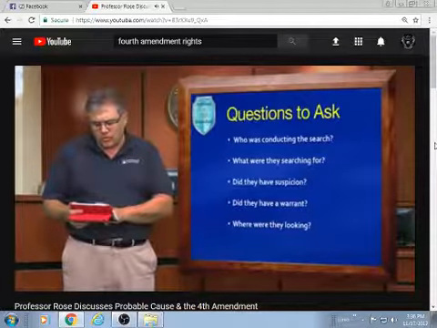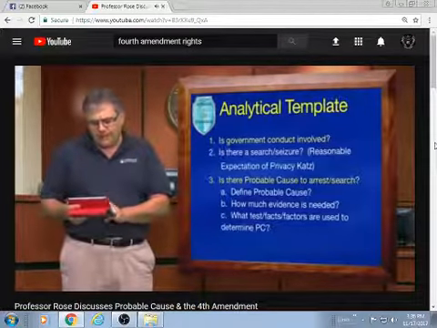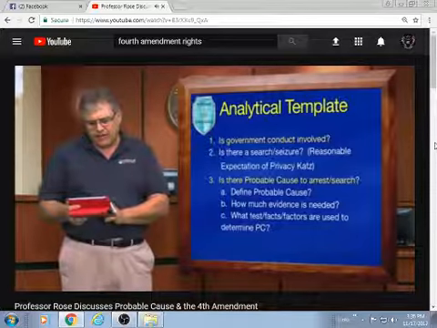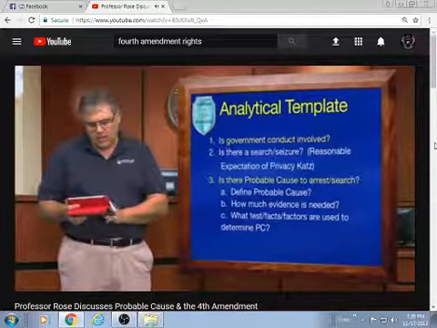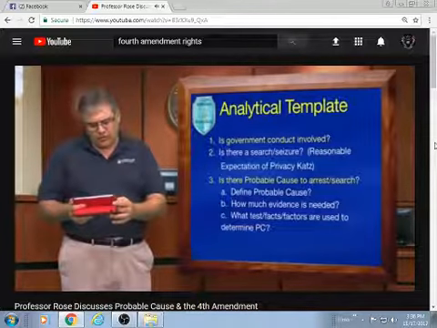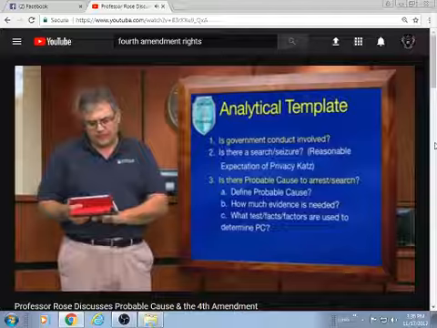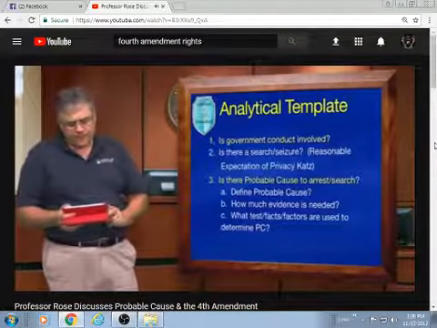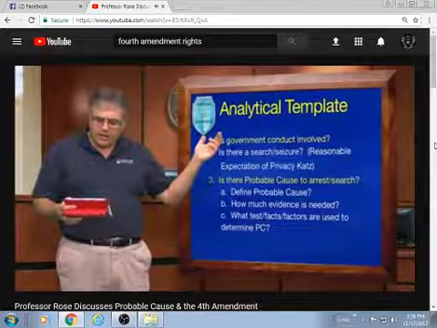So how do I sort through this stuff? Well, there's about a 6-question test that's very helpful. And I've got the first 3 on this slide right here. So take a look at it. We're talking about, is there government conduct, right?